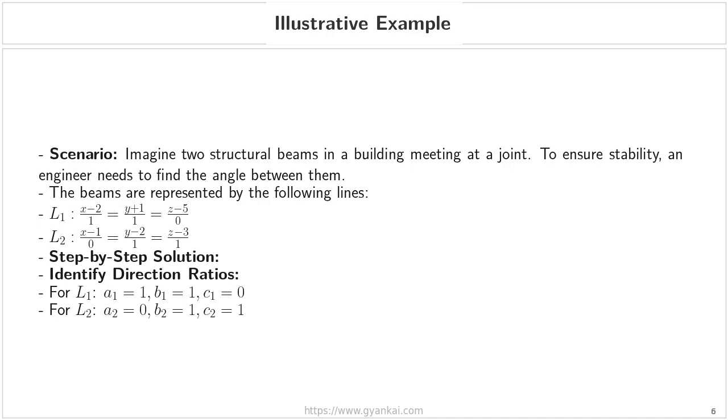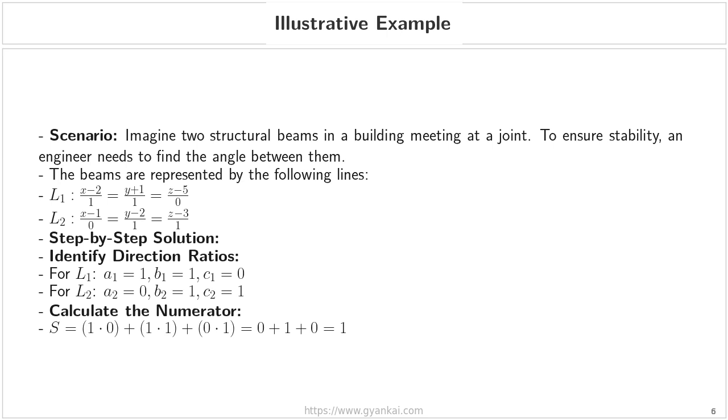For line L1, our direction ratios are a1 equals 1, b1 equals 1, and c1 equals 0. For line L2, we have a2 equals 0, b2 equals 1, and c2 equals 1. Next, we calculate the numerator of our formula, which we'll call s. This is the sum of the products of the corresponding ratios. So, we multiply 1 times 0, plus 1 times 1, plus 0 times 1. This simplifies to 0 plus 1 plus 0, giving us a total of 1.